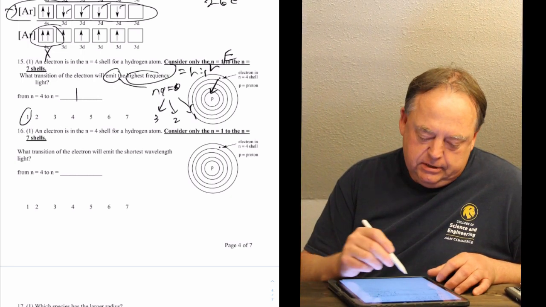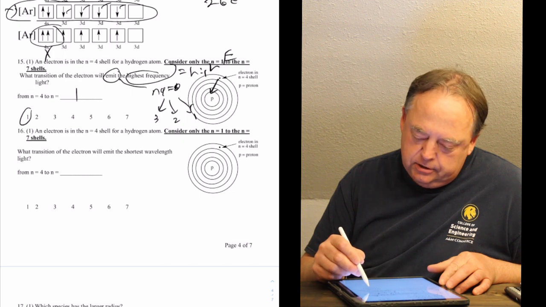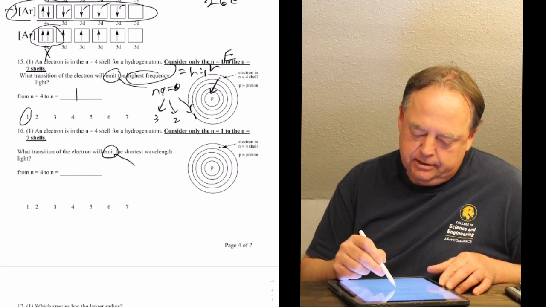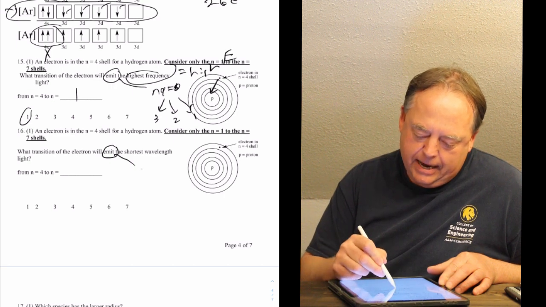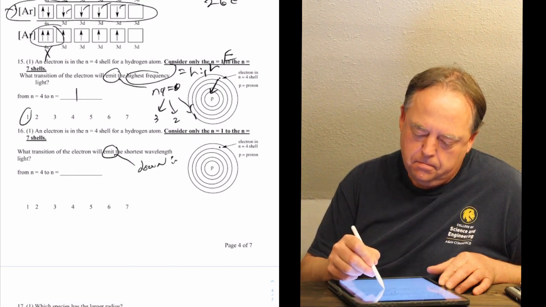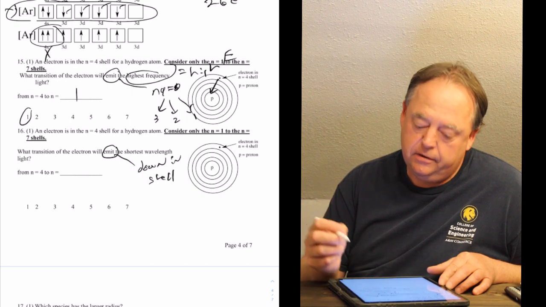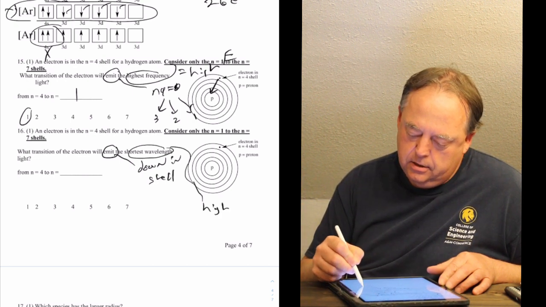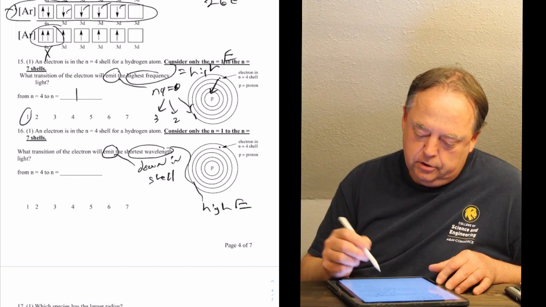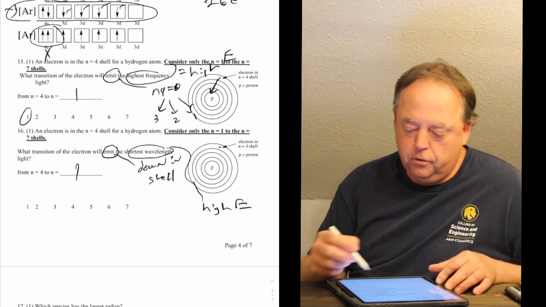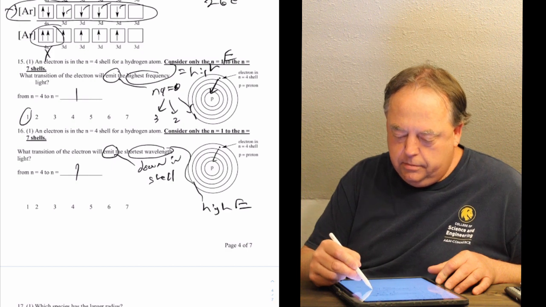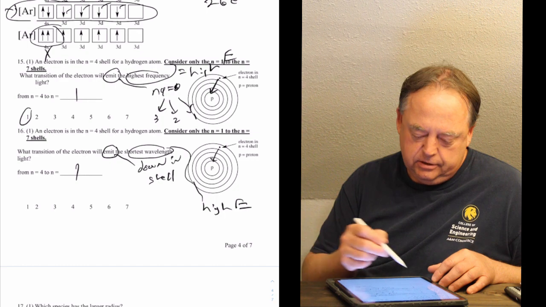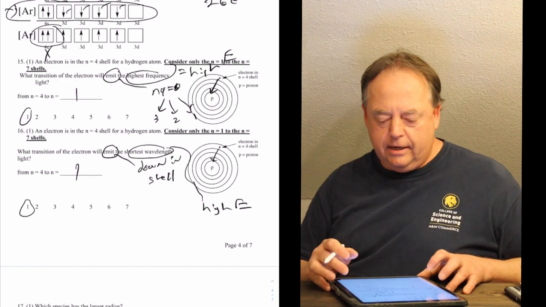Okay, so for number 16, again the electron starts in the 4th shell, and it's going to emit energy, so again it's going to go down a shell. It's going to give off energy, and short wavelength is equal to high energy. So n equals 4 to n equals 1 would be the biggest energy gap. And if it's going to give off energy, it has to go down, so 4 to 1 will be the correct answer there.